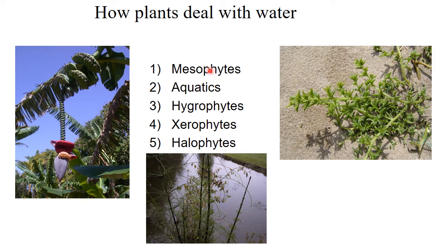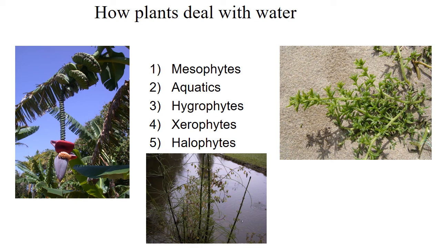So first of all, mesophytes grow in mesic conditions, so relatively moist conditions. And most cultivated plants that we see growing, like bananas and other crops, would fall into this category. Secondly, we have aquatics. So these are plants that are adapted to grow actually in water. So they might be emergent aquatics that grow out of the water and emerge out of the water. But they might also be completely submerged aquatics or floating aquatics that float on the surface of the water, like water lilies.